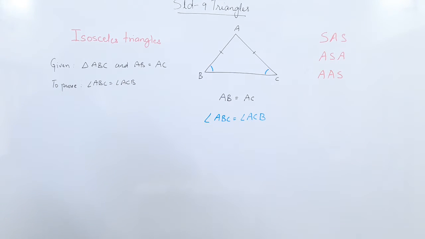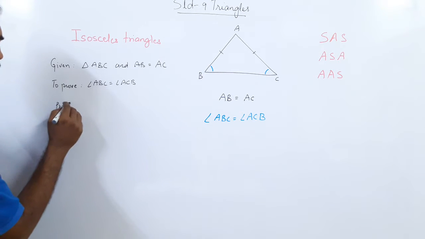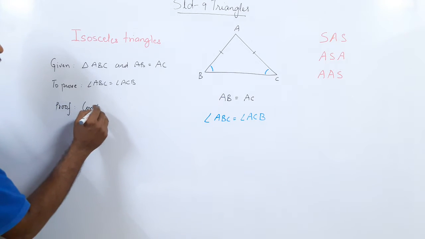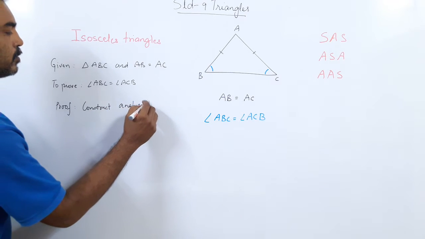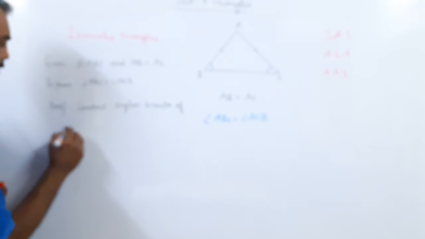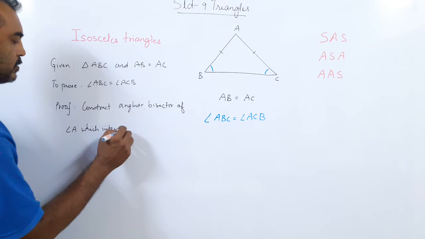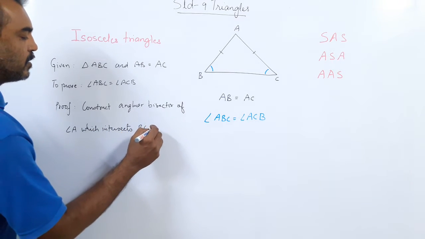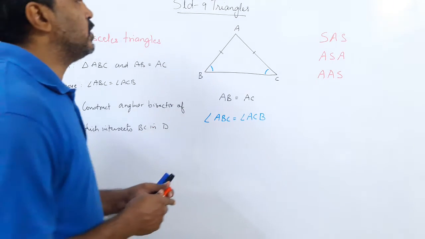Now, how will we prove it? To prove it, we'll use a construction. For the proof, construct the angular bisector of angle A which intersects BC in D. I hope you know what is angular bisector.